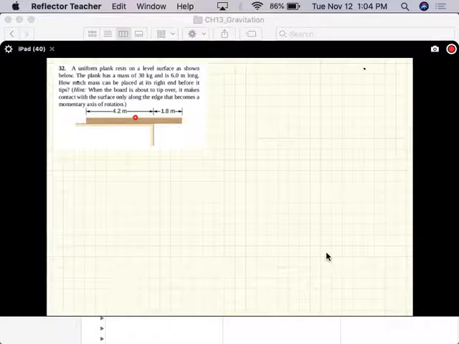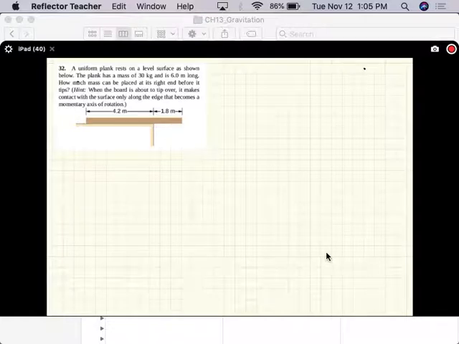Okay, so that's where the weight of the plank acts. The plank has a mass of 30 kg and is 6 meters long. How much mass can be placed at its right end before it tips? Okay, so how much weight can you put there?